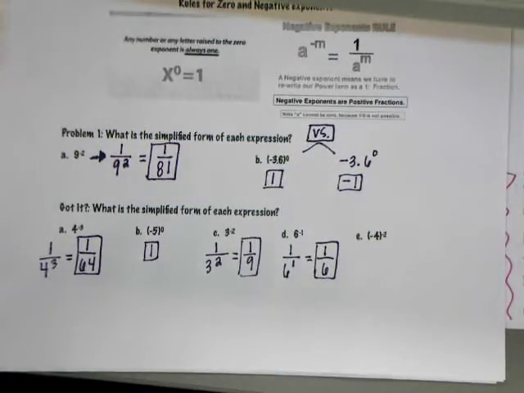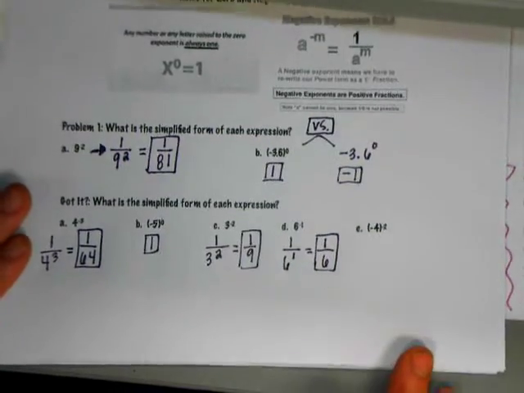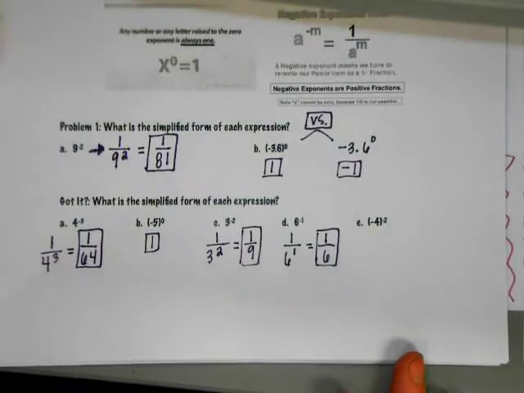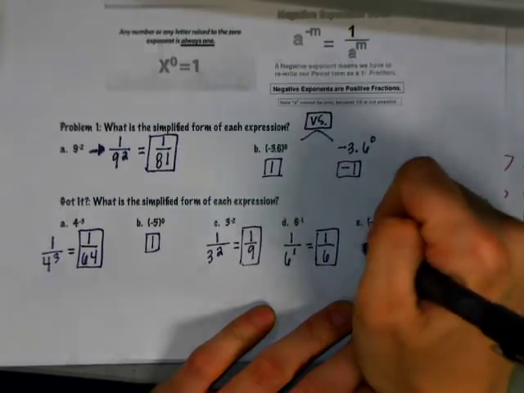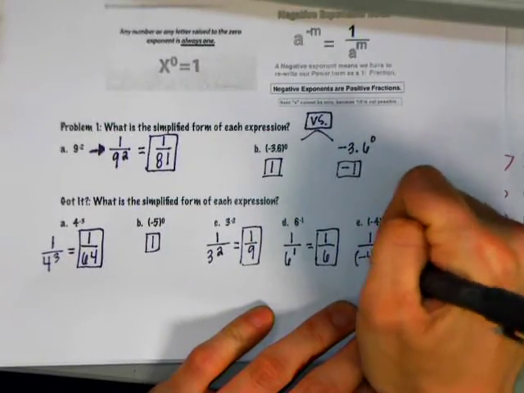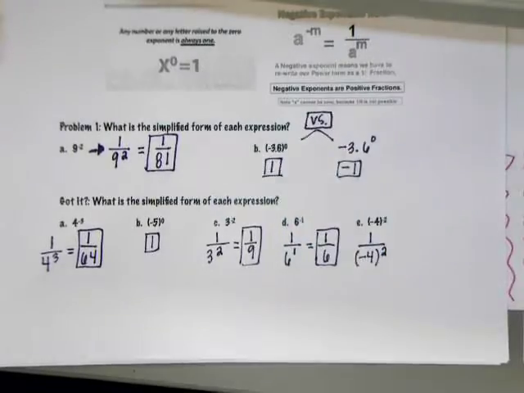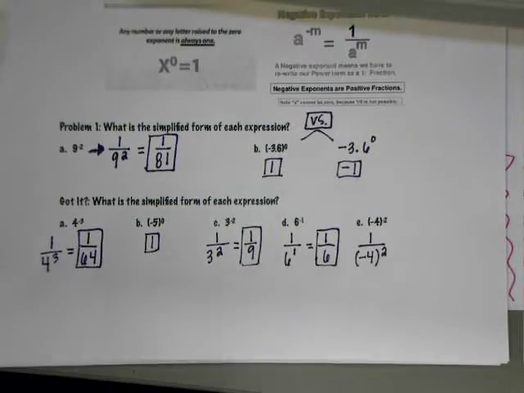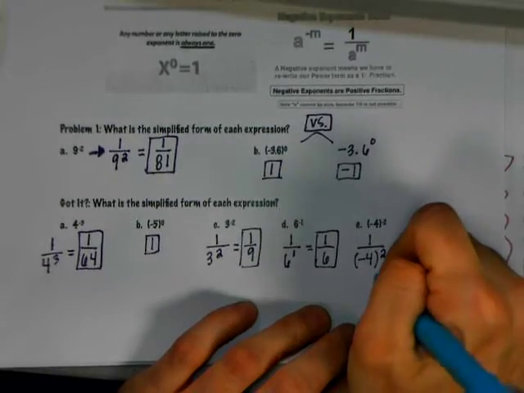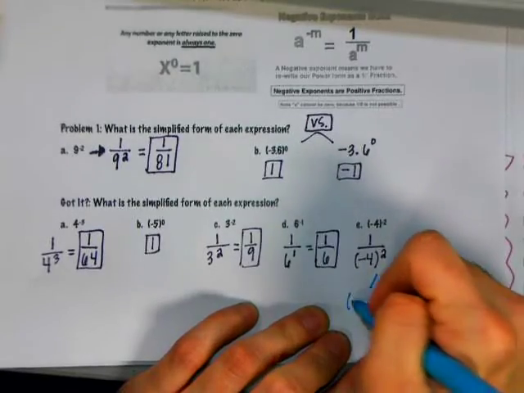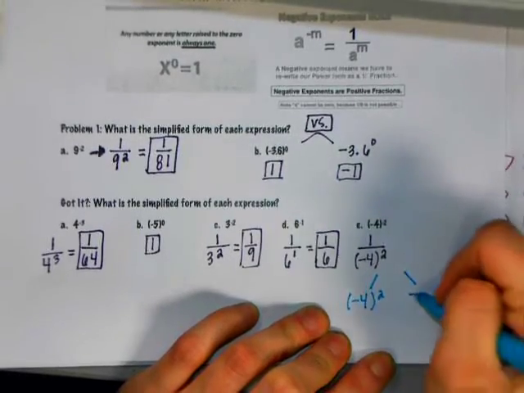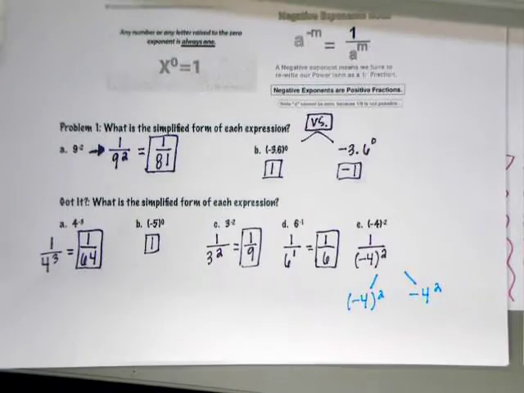And then E is a little bit weird. It just looks way more complicated. So whenever you're doing the reciprocal for the exponent, the only thing that changes is the exponent. So when you flip this, the negative 4 will still be in parentheses, and all that's going to do is change to a positive 2. Okay? And then we're going to do a little sidebar here. Negative 4 in parentheses squared versus negative 4 not in parentheses squared.